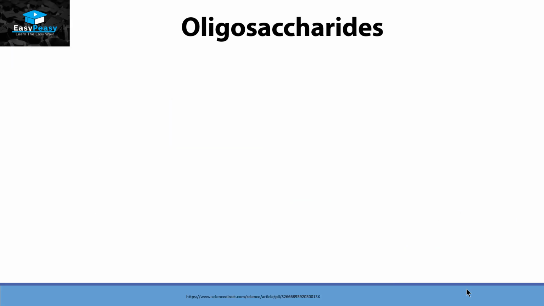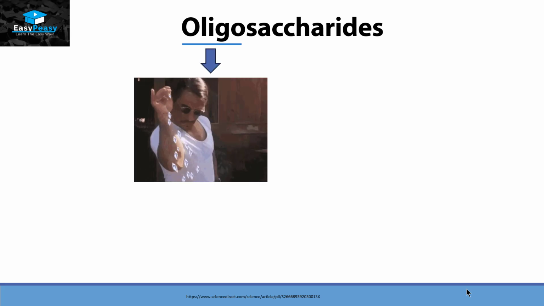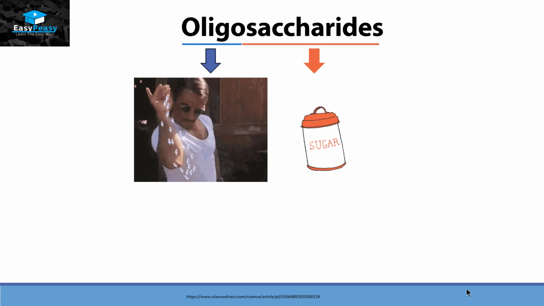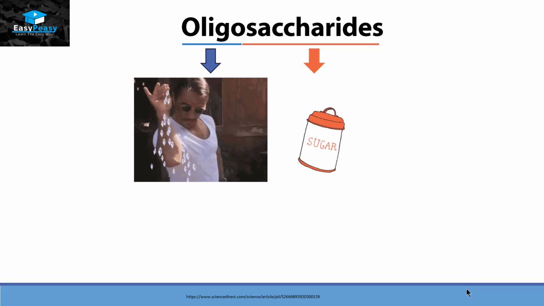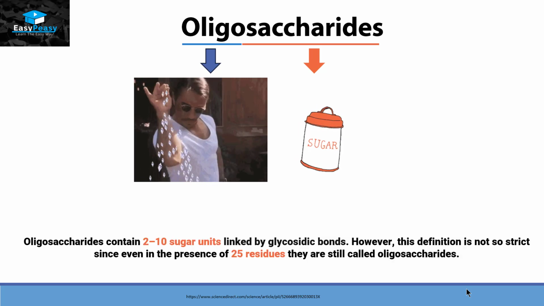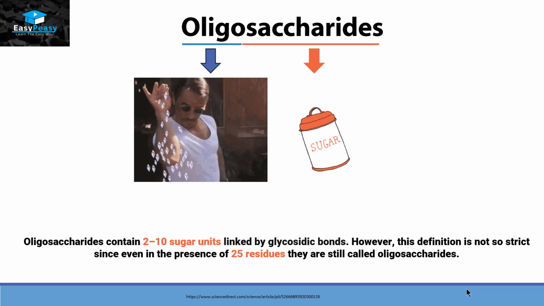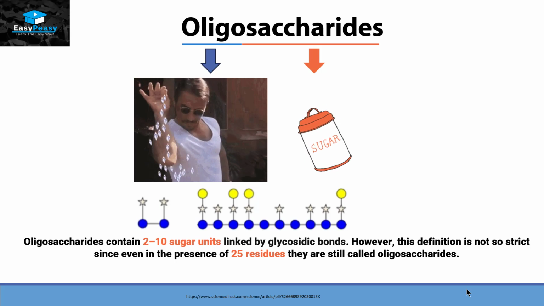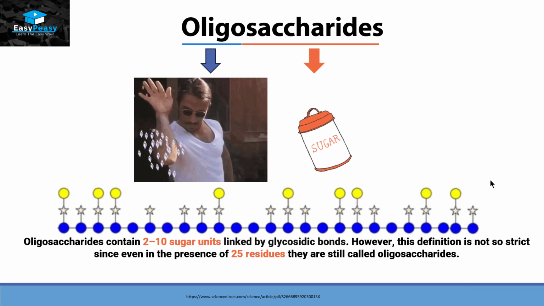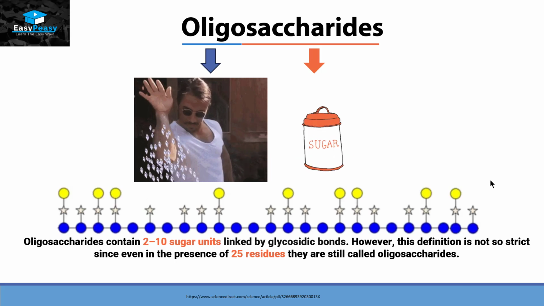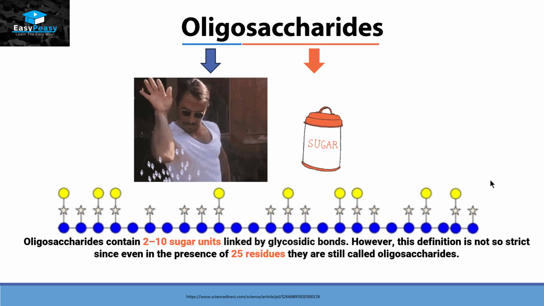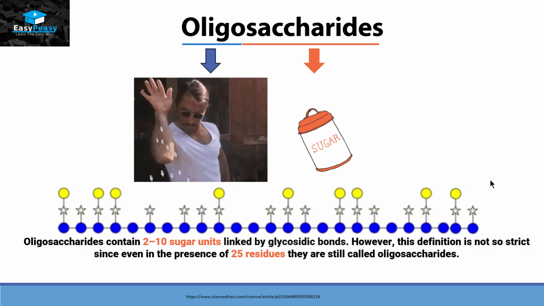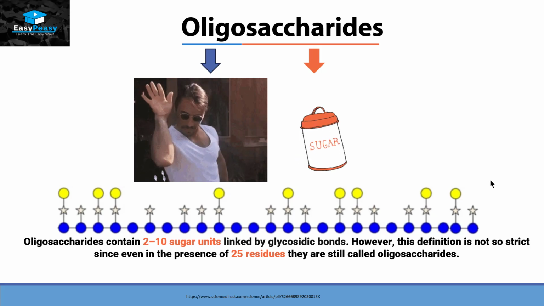Oligosaccharides. If we look at the word oligosaccharides, oligo means few and saccharide means sugar. So by this way, the definition of oligosaccharide is that it may contain from 2 to 10 sugar units that are linked by a glycosidic bond. And this definition is not so strict because even if we have 25 sugar units attached with each other by a glycosidic bond, they can still come under the category of oligosaccharides.